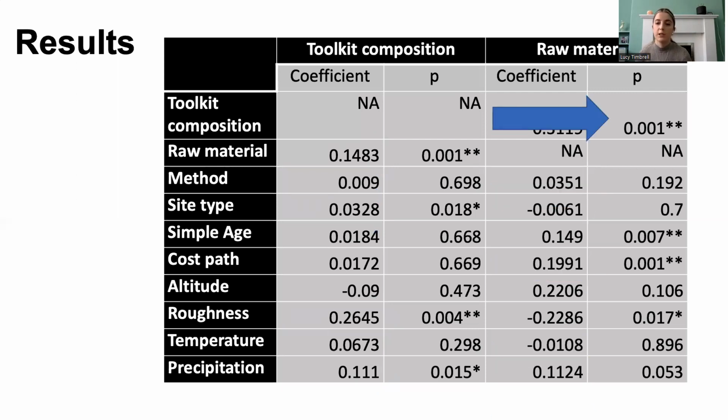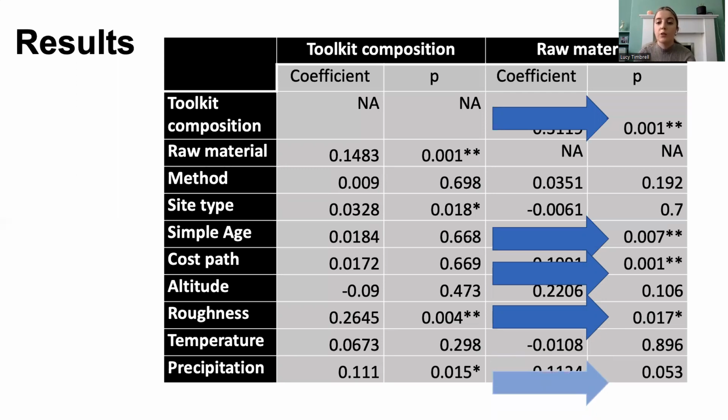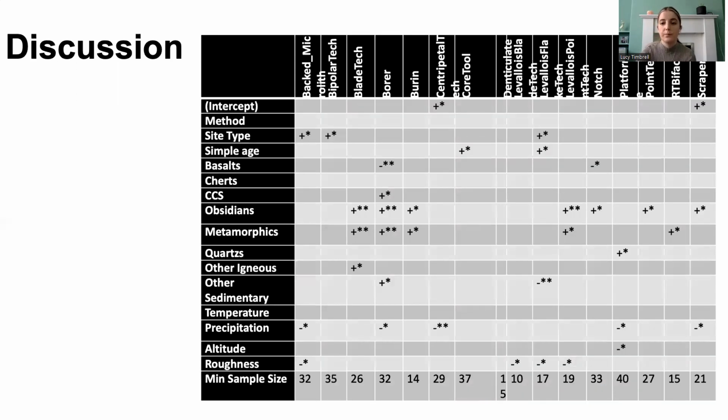So raw material use had a strong relationship with toolkit composition, chronology, cost path, which is a measure of how far the occupations are away from each other if one was to walk in between them, topographic roughness, and an almost statistically significant relationship with precipitation. So overall, this constellation of geographic variables could suggest a complex combination of spatial autocorrelation, which was likely grounded in the uneven availability of raw materials across Eastern Africa, as well as their accessibility in different landscape settings, such as mountains. So these multiple matrix regression results demonstrate that precipitation has a significant independent effect on toolkit composition.